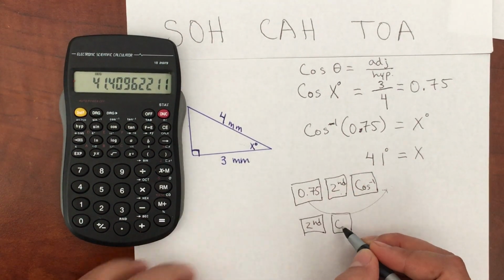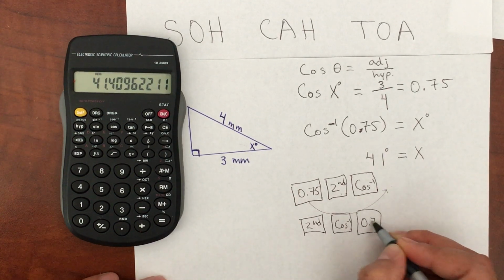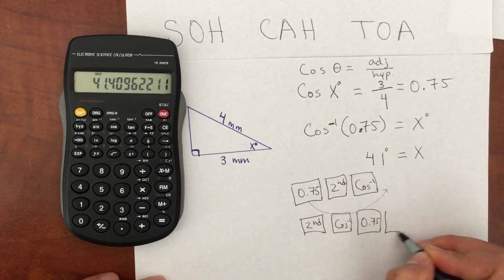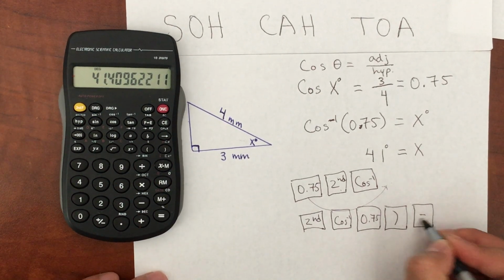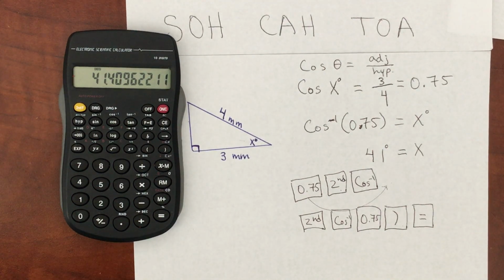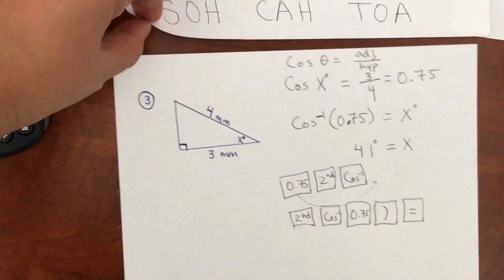See, second and cosine. Then you press the ratio in decimal form, close parentheses, and equal. Okay, it's the only difference between the two calculators. They switch a little bit its order, that's all.